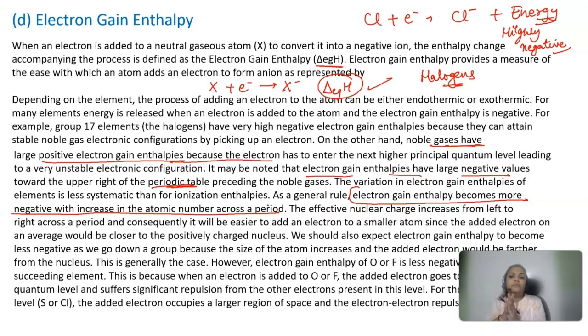Because effective nuclear charge is increasing from left to right, it will be easier for us to add an electron to a smaller atom than to a positive charge nucleus. All right, is it clear?